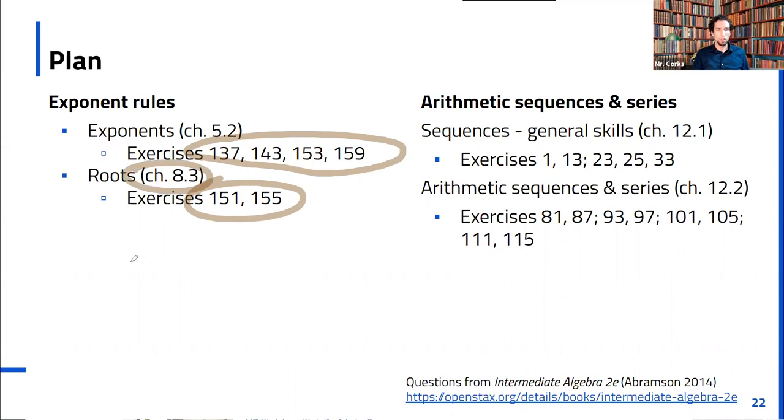Chapter 8.3, there's also chapter 8.2, which is more just about them written as roots. 8.3 has them written as fractional exponents. It's the exact same math, it just looks a little different, but doing some practice with both of those would probably be good.